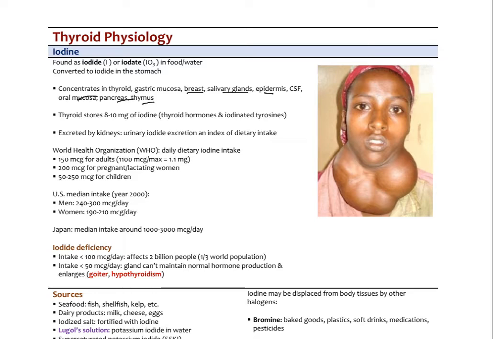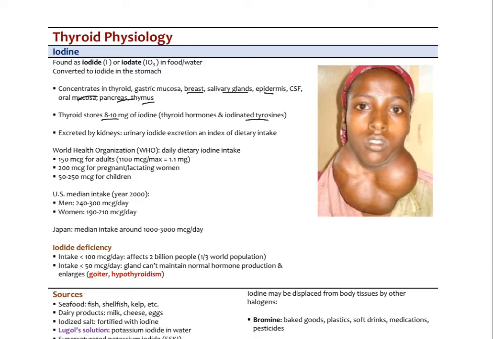Again, we can think this is because iodine has a very strong antimicrobial role, and so this could be part of the innate immune defenses of those organs. The thyroid stores up to 8 to 10 milligrams of iodine in the form of the iodinated tyrosines and the thyroglobulin and the thyroid hormones.